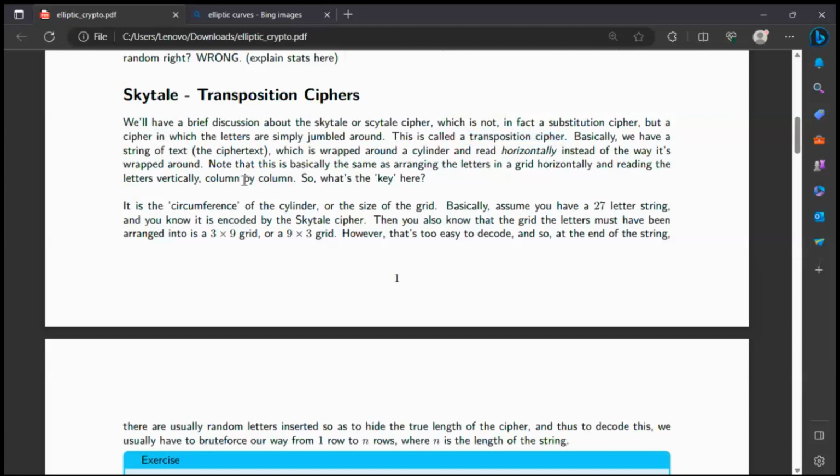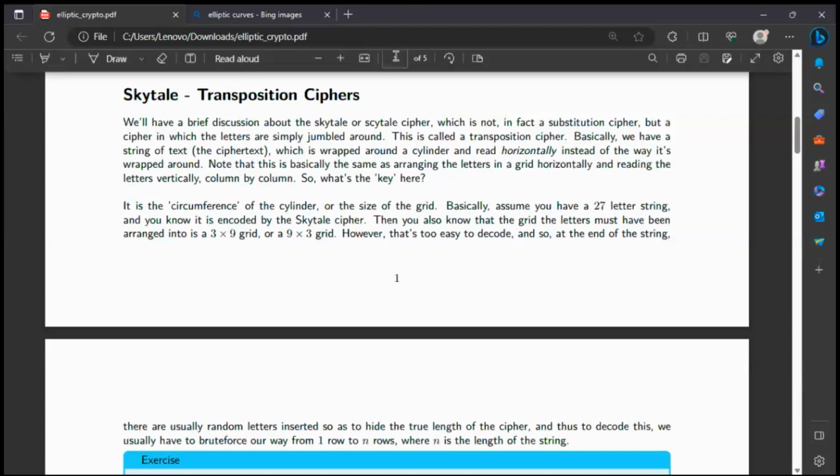Basically, imagine the string of text. Imagine the plain text being wrapped around a cylinder, right? If you read it vertically, you'll read the plain text as it is. But suppose you read it horizontally instead of vertically.